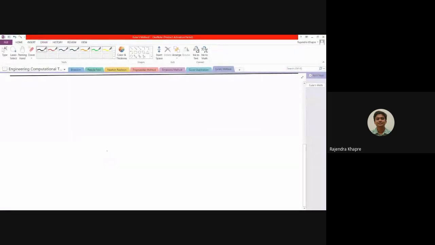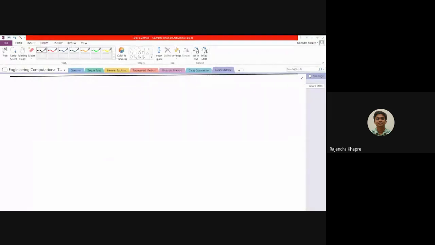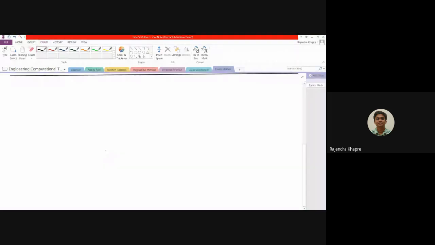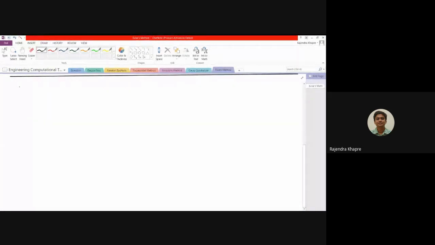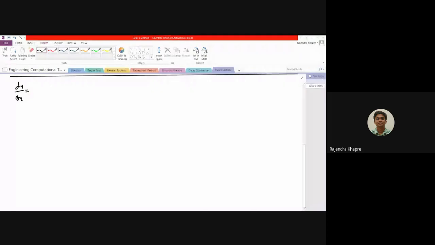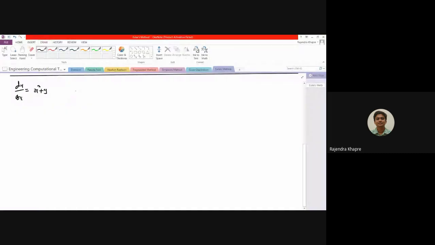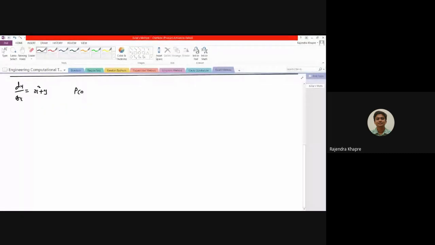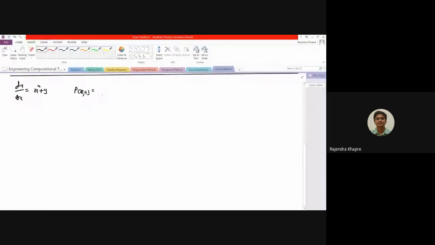Okay, so let us take a simple numerical. I have the equation of slope, so dy by dx is given. This dy by dx is basically a function of x as well as y. The equation given to you is x square plus y. Then the initial point p is given to you, with some x coordinate and y coordinate: the x value is 0 and the y value is 1.